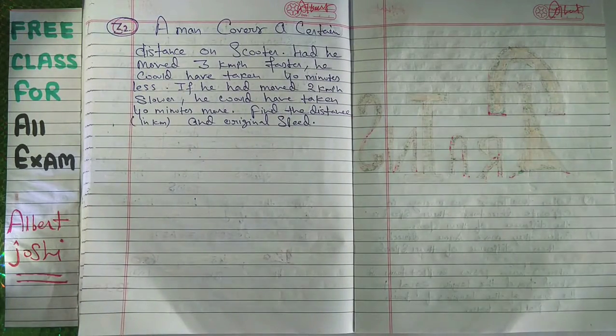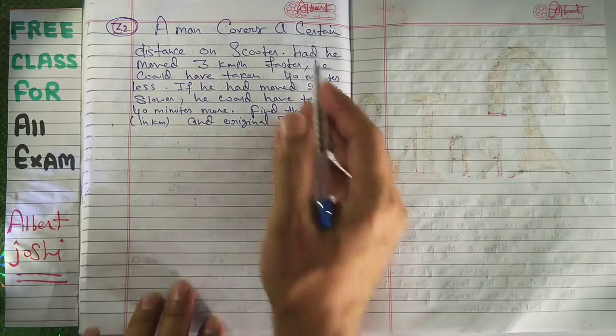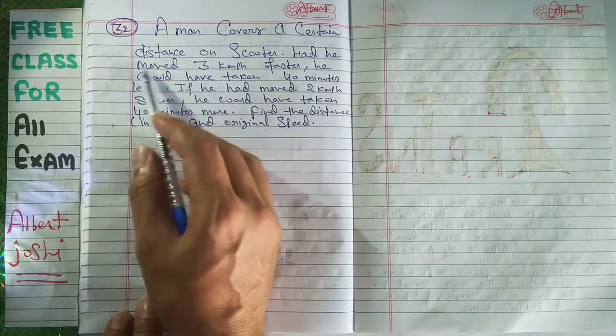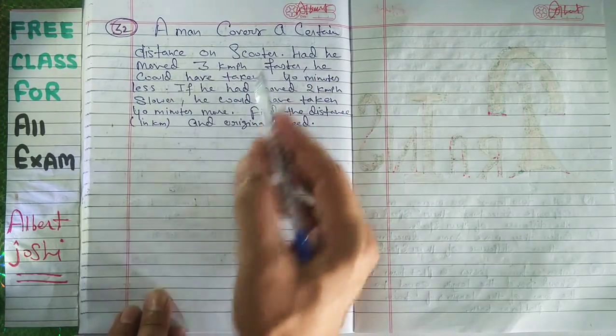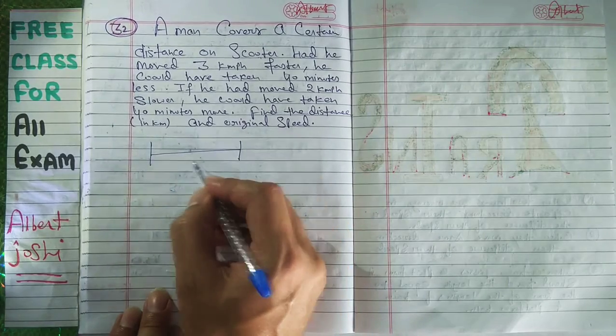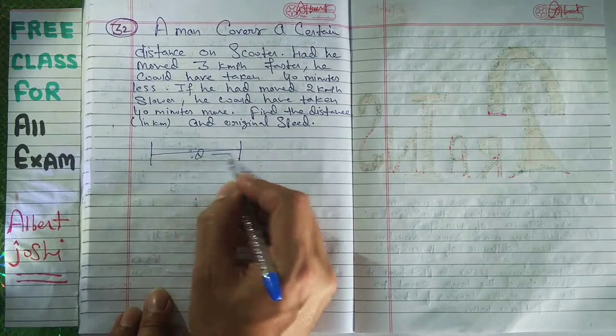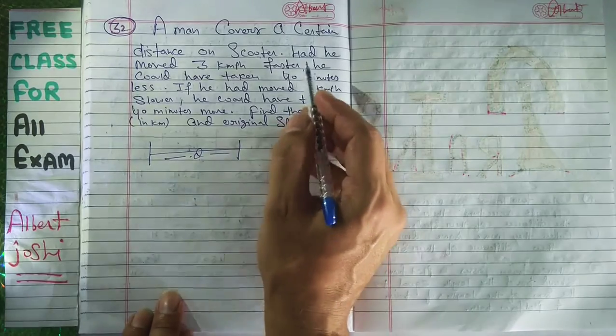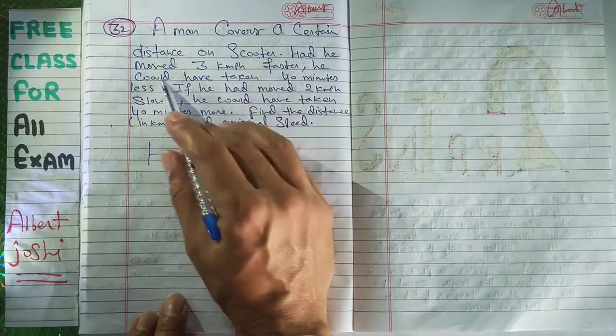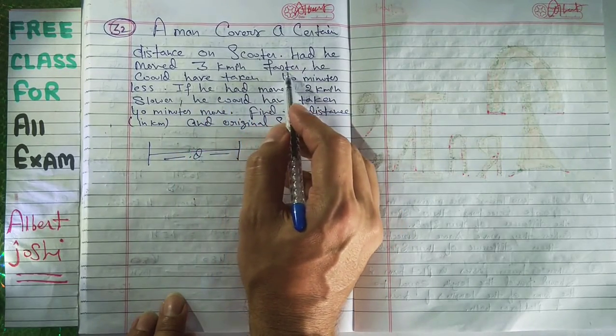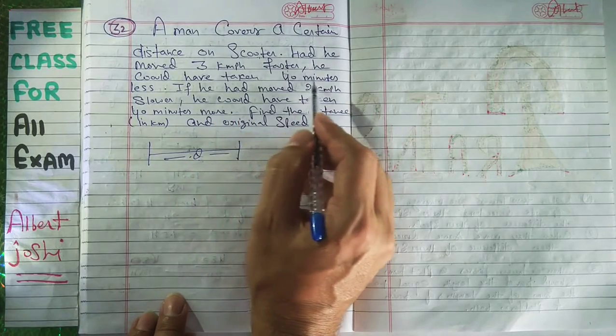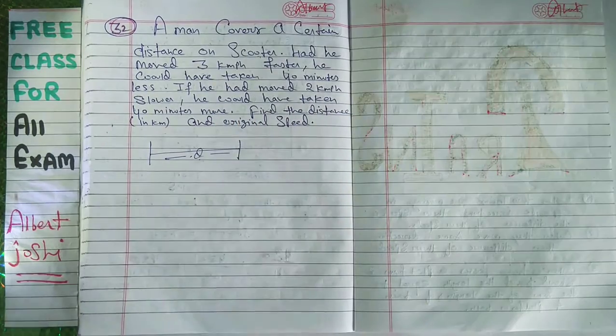Now this is the last question. This is a very interesting question. I will give you a trick again. A man covers a certain distance on a scooter. Certain distance he has done by scooter. Suppose this distance is d, he has done by scooter, and had he moved 3 km faster, he would have taken 40 minutes less.